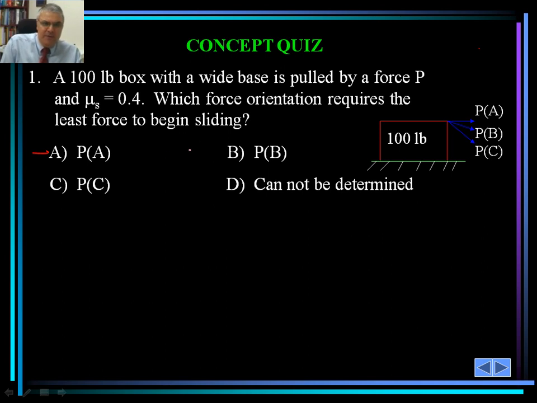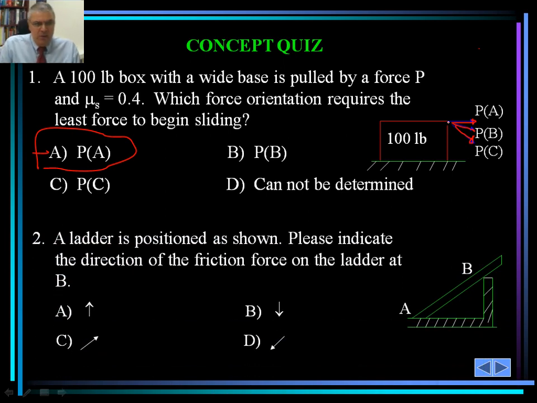And the correct answer is actually A, P sub A, because if we use any other force in the directions that they're given, those forces would be larger than P sub A. So this would be the least force for this box to start to slide.